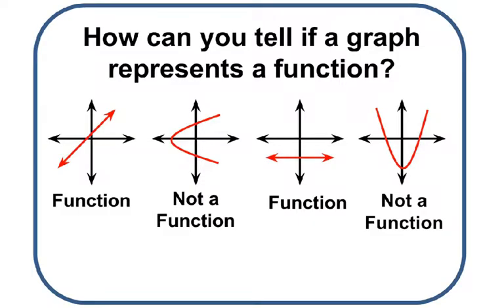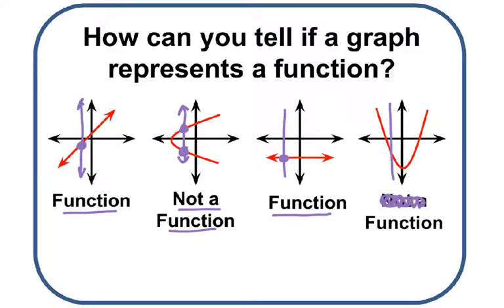Okay, so we take our pencil and we simply draw a vertical line down the middle of the graph. So you can see here it only crosses one time, so therefore it's a function. If I'm looking at this one, you'll notice it crosses twice, so it's not a function. This one crosses once, so it's a function. And if I draw a vertical line here, it crosses once, so it's a function.